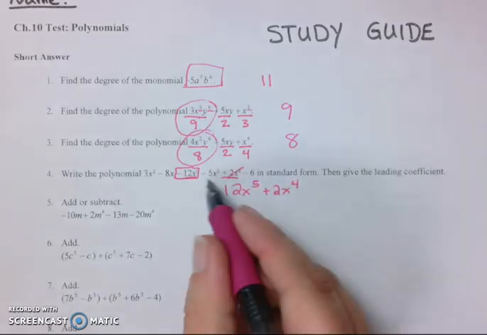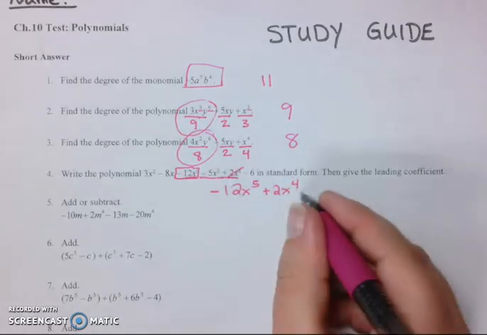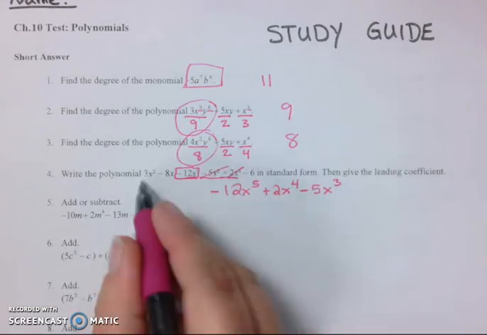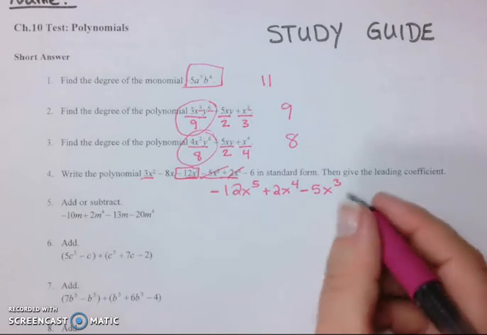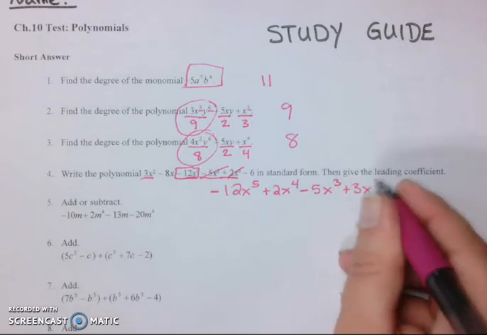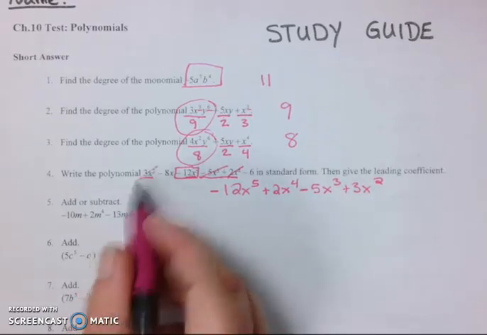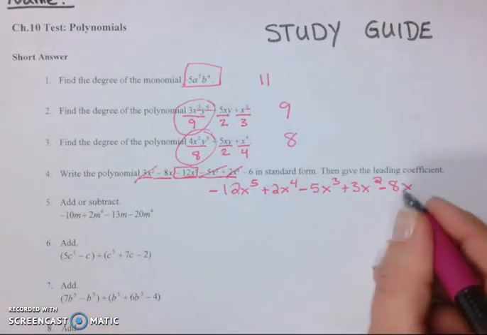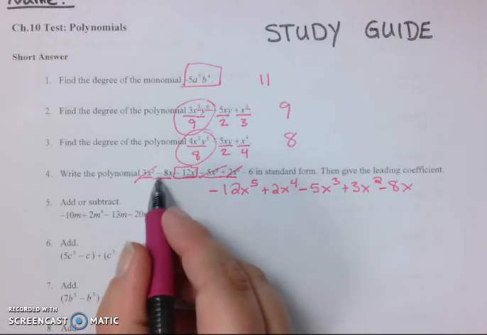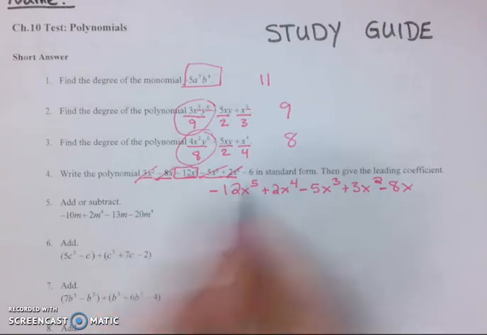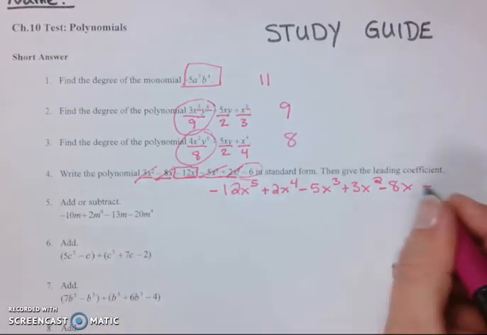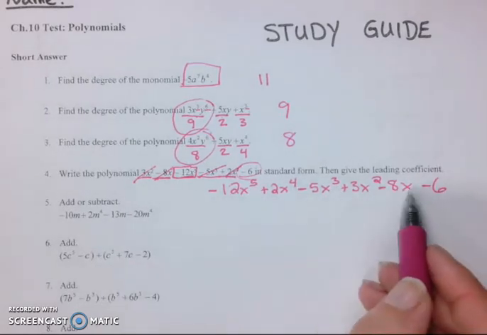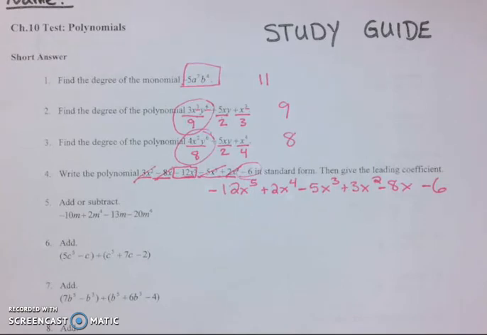The next highest is this negative 5x to the 3. So I write negative 5 x to the third. The next highest is the squared. I do plus because that's a positive. The next is the one with just 1x. Subtraction sign since there's a minus here. And the last term, don't forget this last one, is a minus 6. See, it goes 5, 4, 3, 2, 1x, and no x. So put it in order.